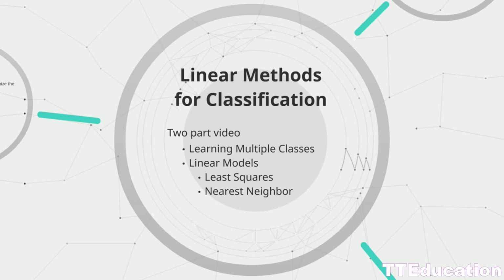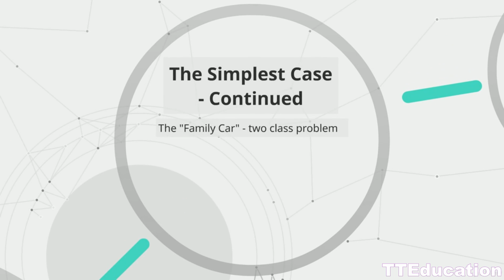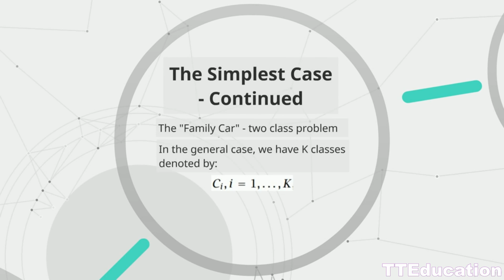And so let's begin. This is the simplest case continued, and the family car 2-class problem is going to expand. In the general case, we have K classes denoted by C of i, where i is going to go from 1 to our number of classes K. So this is if we don't just have family cars, we also have sports cars, luxury cars, and things like that.